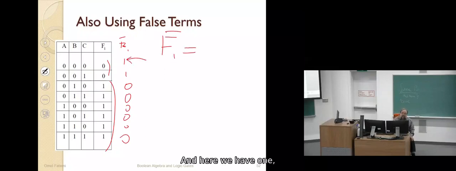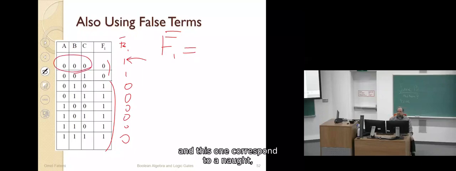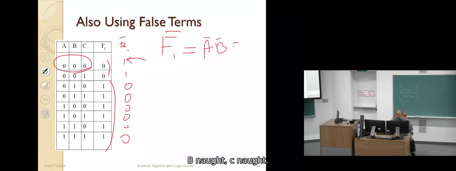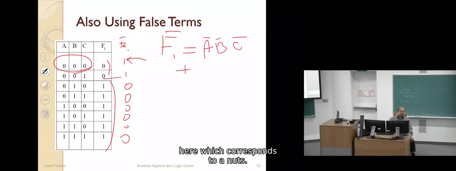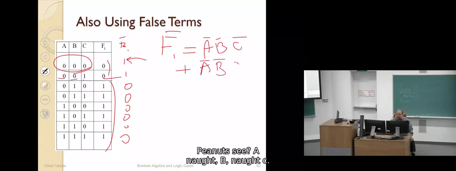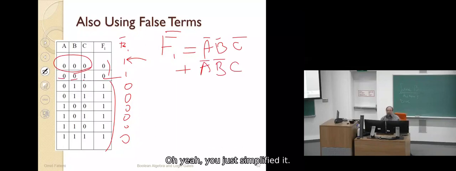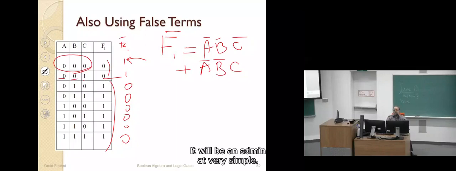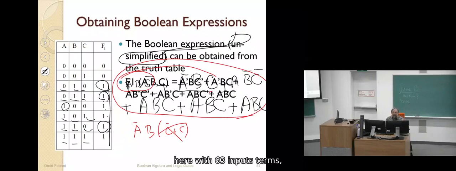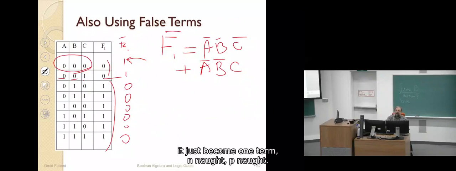We look at the ones, and here we have 1. And this one corresponds to A naught, B naught, C naught. So it is A naught, B naught, C naught, plus another one here, which corresponds to A naught, B naught, C. You just simplify it. It will be A naught, B naught. Very simple. So the whole thing is that we have seen here with 6 three input terms, it just becomes one term, A naught, B naught.